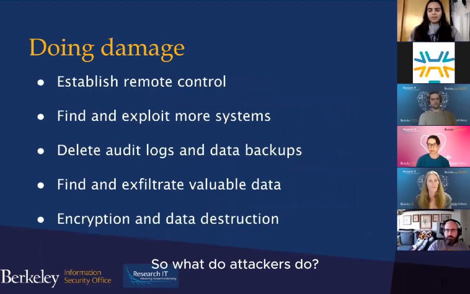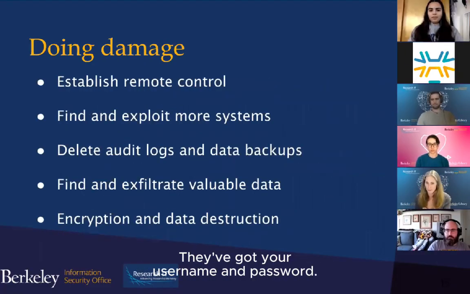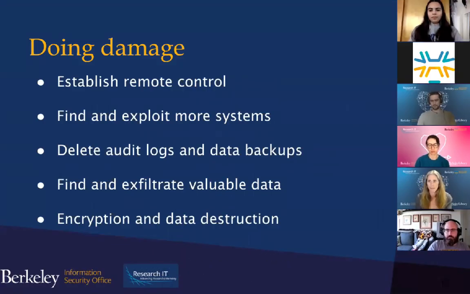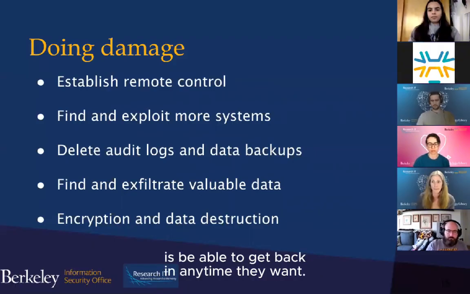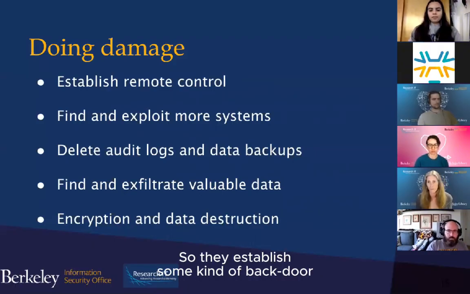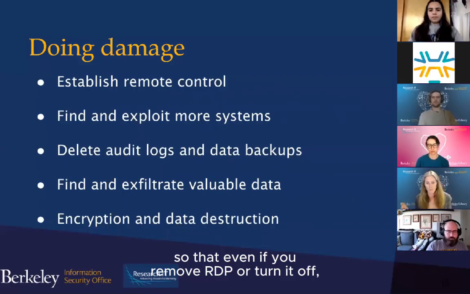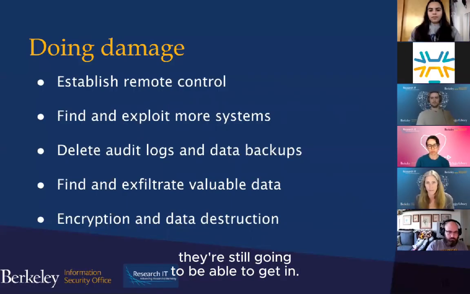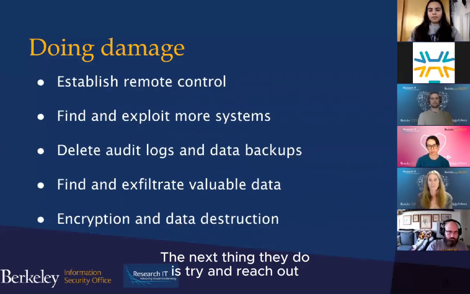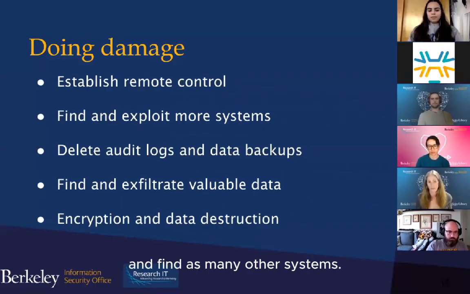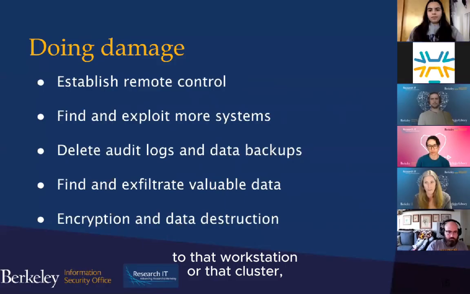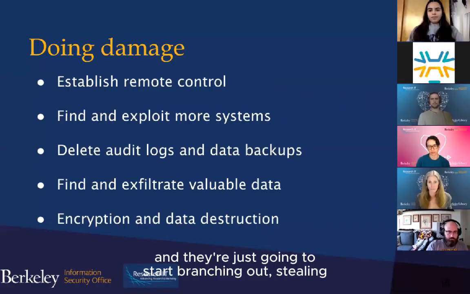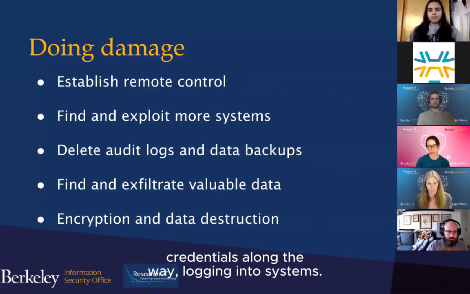So what do attackers do? They've got your username and password, they've logged in through RDP. What are their next steps? The first thing they want to do is be able to get back in anytime they want. So they establish some kind of backdoor so that even if you remove RDP or turn it off, they're still going to be able to get in. The next thing they do is try and reach out and find as many other systems as possible. They've gained a foothold, but they don't want just data on one system. They want to find that server connected to that workstation or that cluster. They're just going to start branching out, stealing credentials along the way, logging into systems.